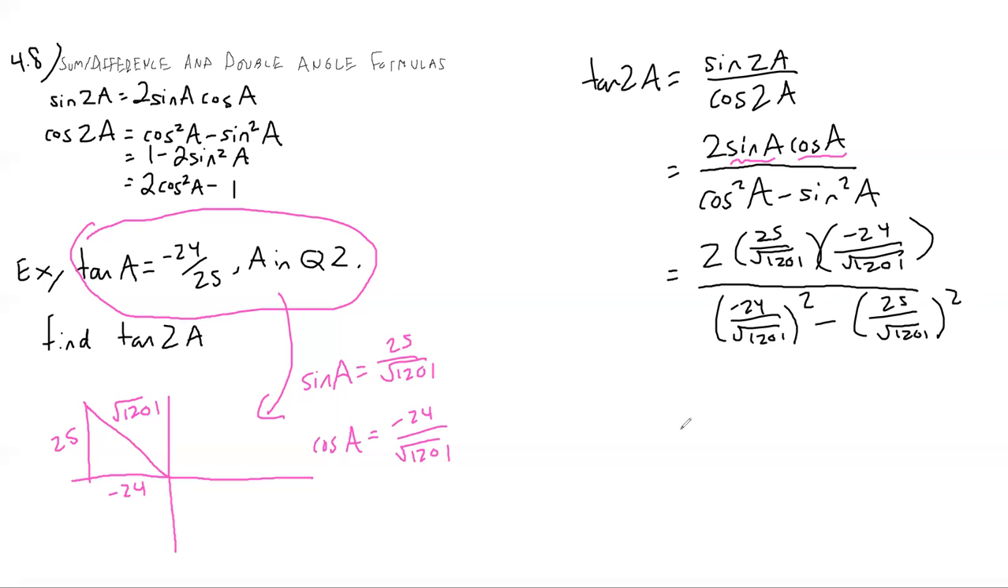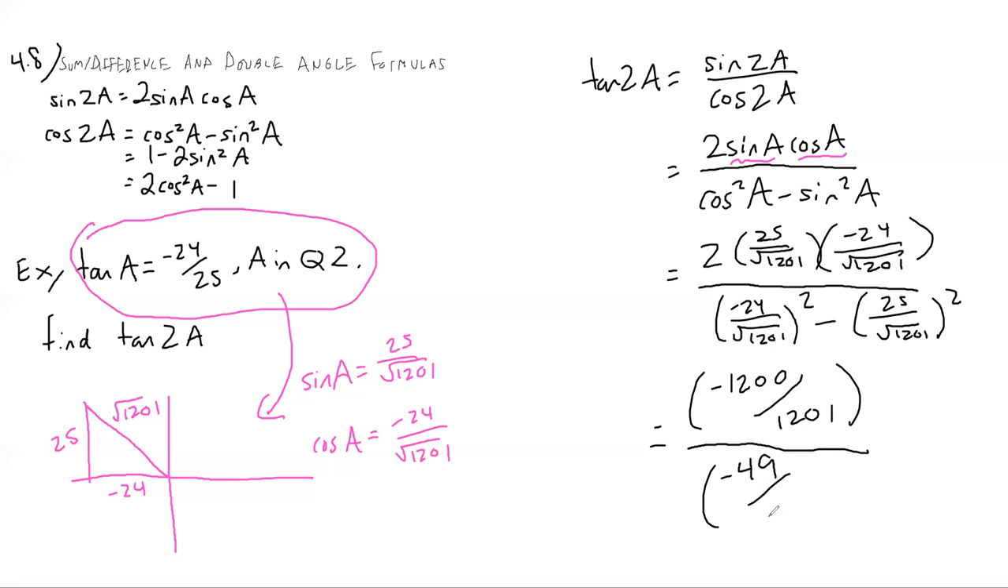And so I'll just clean it up. 2 times 25 times 24 is 1200, so negative 1200 over 1201. The roots are going to cancel. And then what I'm going to have is 24 squared, as the negative is going to cancel with the square, minus 25 squared is negative 49 over 1201. And then the 1201s are going to cancel. So I actually end up with 1200 over 49.